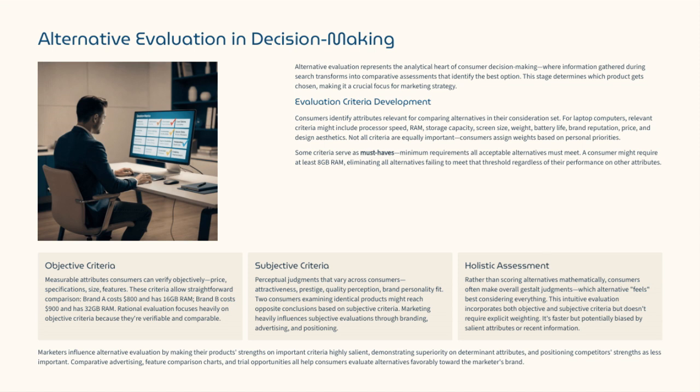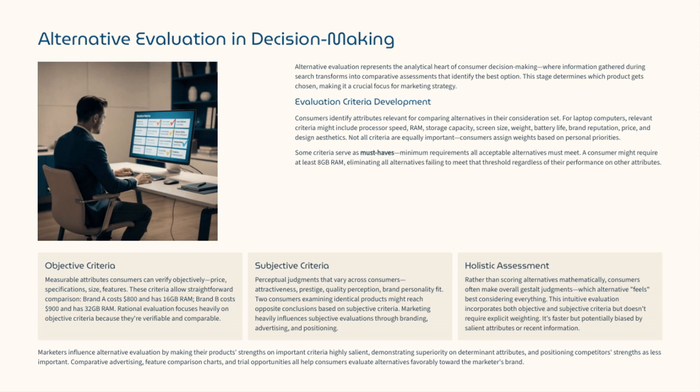Now, let's differentiate between subjective and objective criteria. Subjective criteria are based on personal perceptions, things like attractiveness, prestige, or how well a brand's personality fits with the consumer's identity. These perceptions are highly individual. Two consumers looking at the same product might come to completely different conclusions.